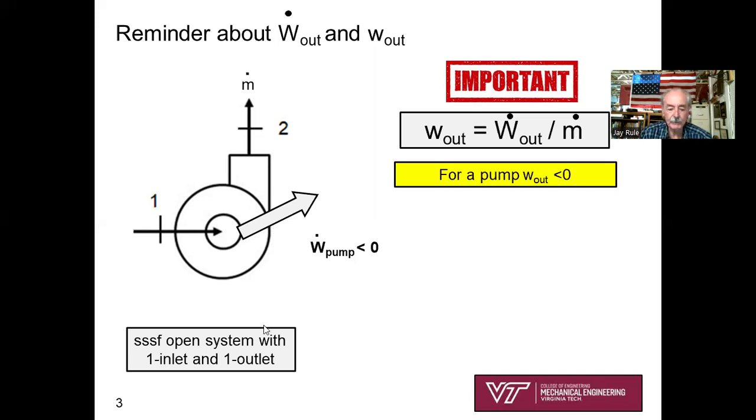Nearly always we're dealing with pumps that are operating in a steady state, steady flow manner. You clearly see that a pump has one inlet and one outlet. That's pretty common, of course. And so m dot 1 equals m dot 2. We'll just call that m dot.